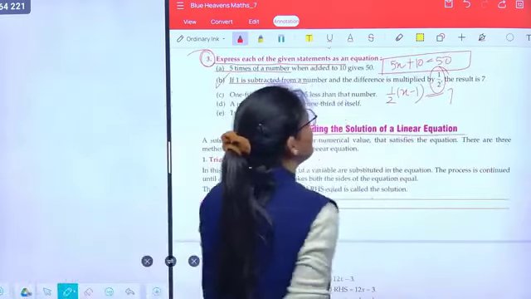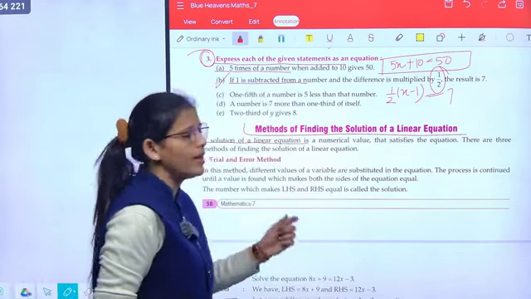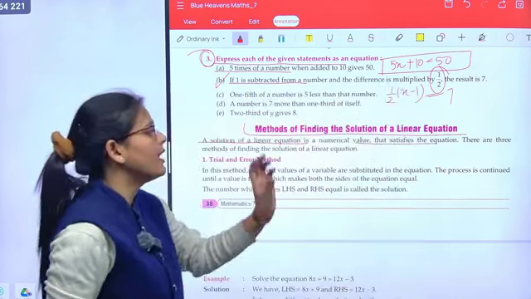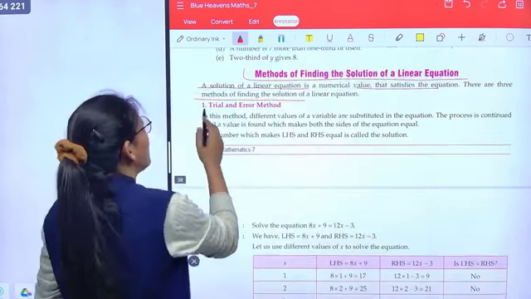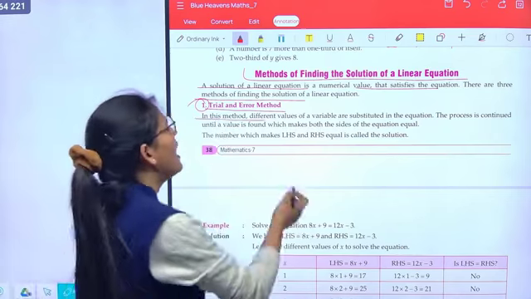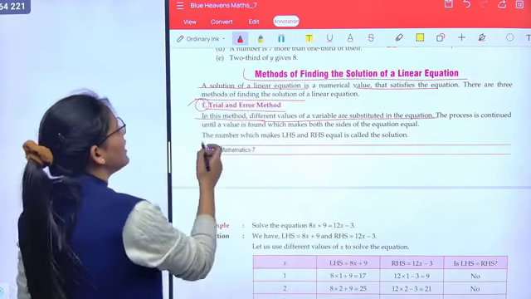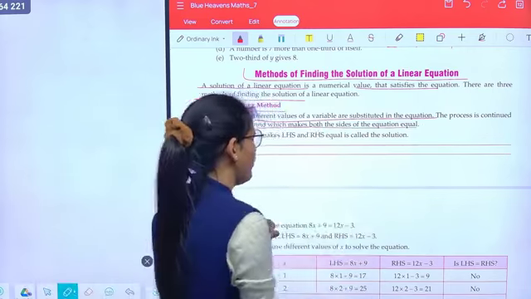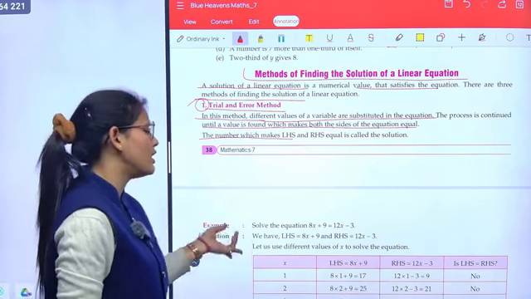Methods of finding the solution of a linear equation. A solution of a linear equation is a numerical value that satisfies the equation. There are 3 methods of finding the solution of a linear equation. Trial and error method. In this method, different values of a variable are substituted in the equation. The process is continued until a value is found which makes both the sides of the equation equal. The number which makes LHS and RHS equal is called the solution.